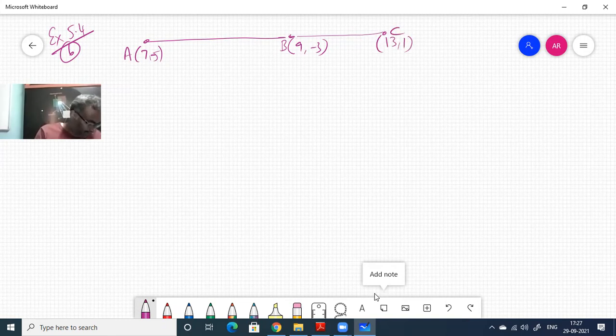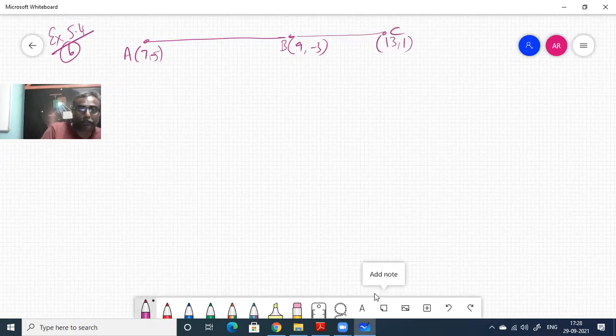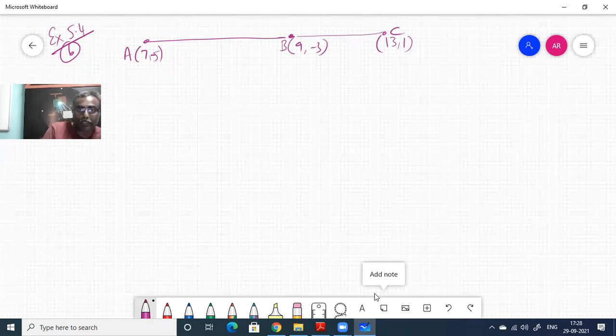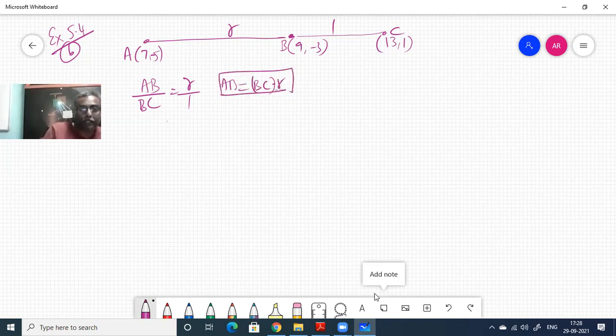Now you have to show that the points are collinear, and you have to use section formula. You cannot just use section formula alone. You have to use this thing. What is that thing? If the point B is collinear with A and C and is dividing AC, then it will be dividing AC in the ratio R:1. That means AB by BC is equal to R:1, or AB is equal to BC into R. Now let us find AB, let us find BC, and let us find R.